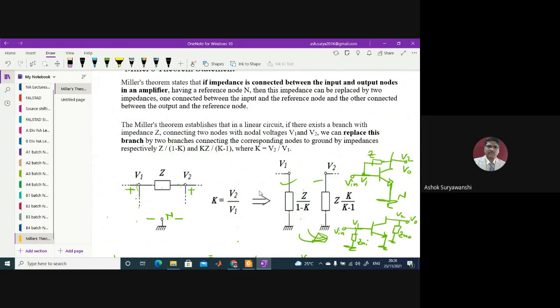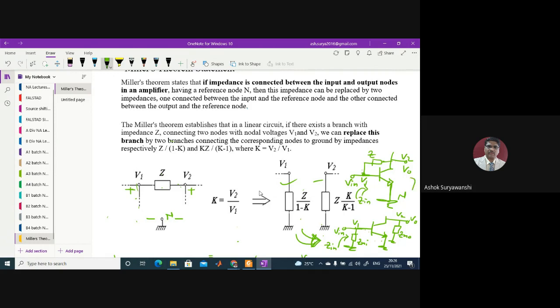Now if you look at this equivalent, you will understand that if I want to find the total input impedance Zin, it is very easy, because Zin will be equal to ZMI in parallel with the impedance between base and emitter. Earlier, as Z was between input and output, it was very difficult to find out how much this Zin would be.